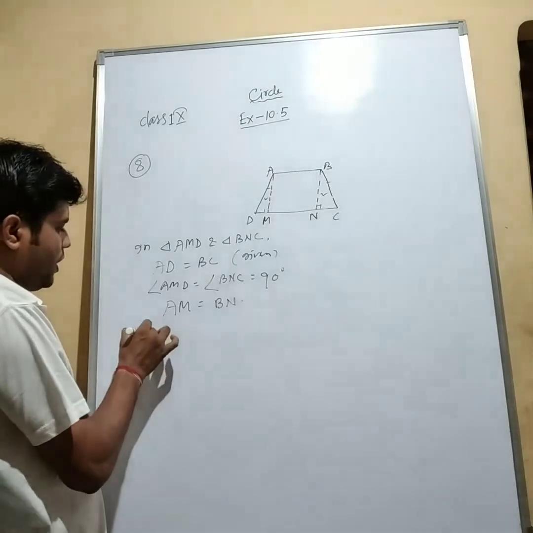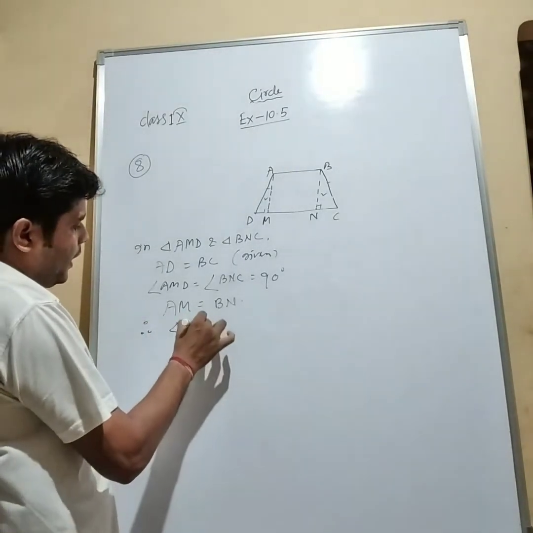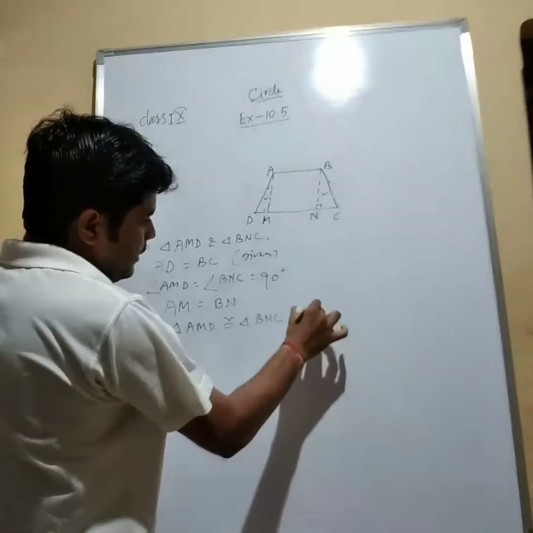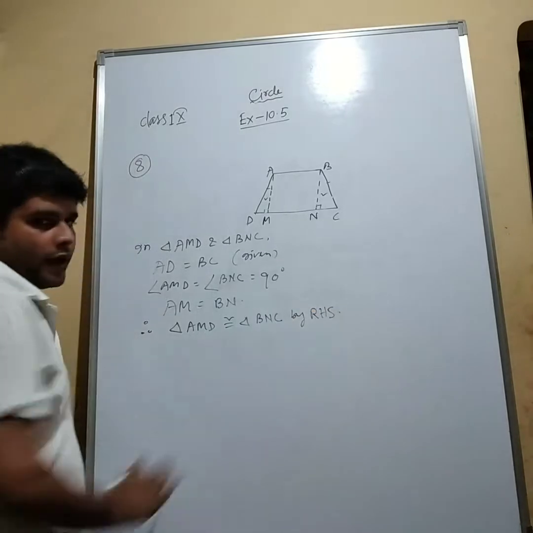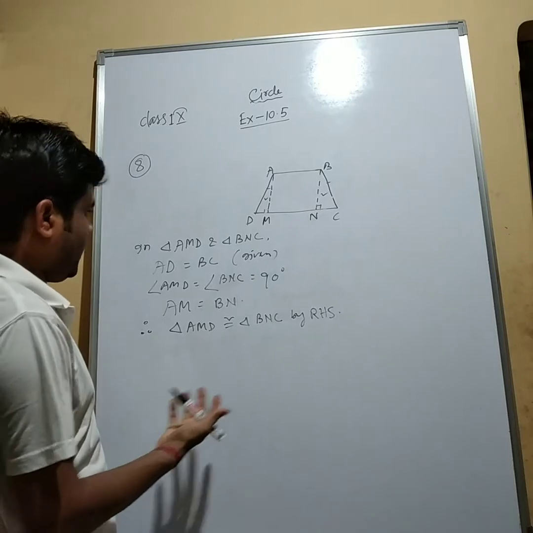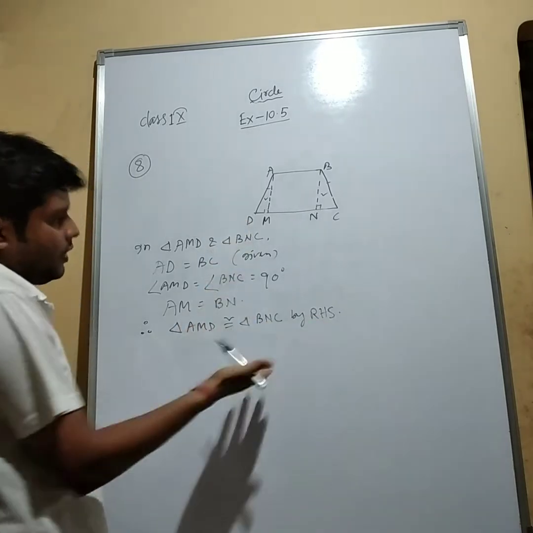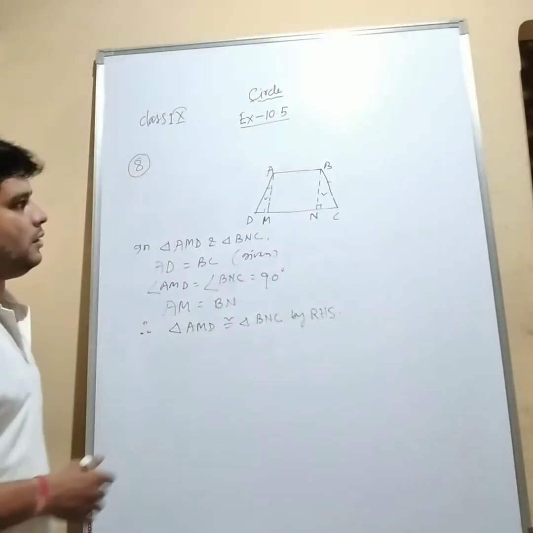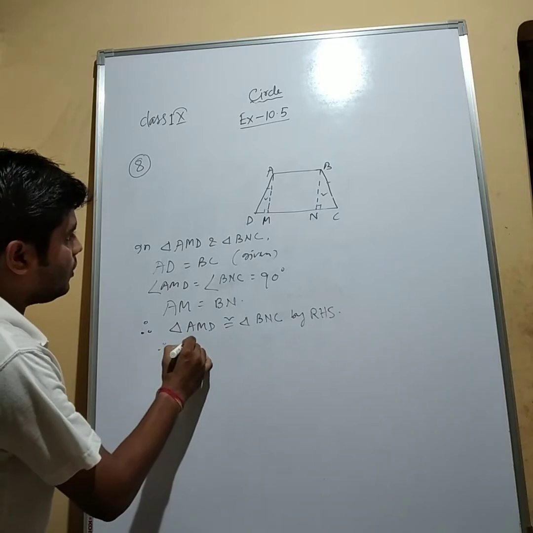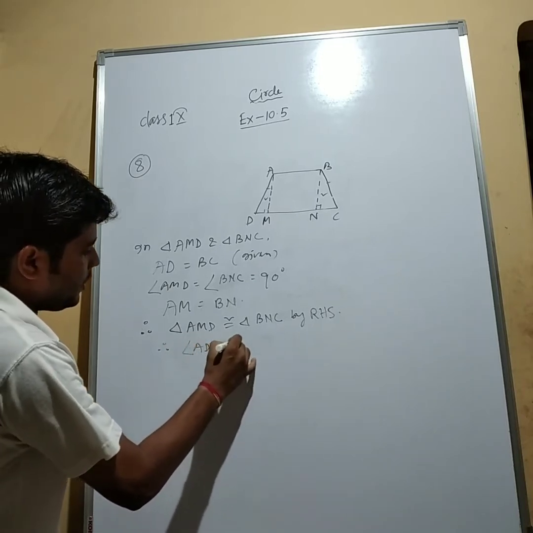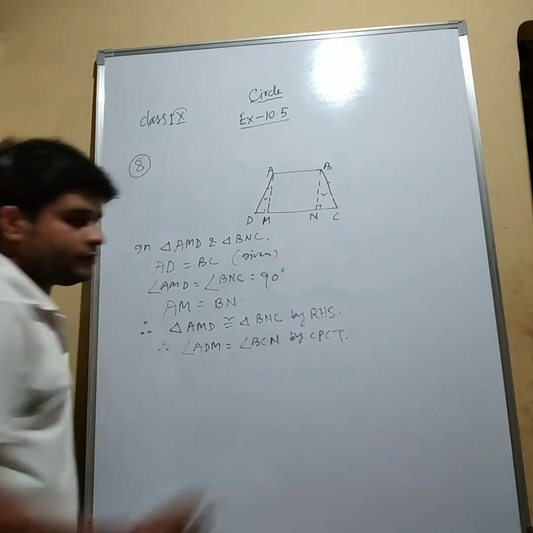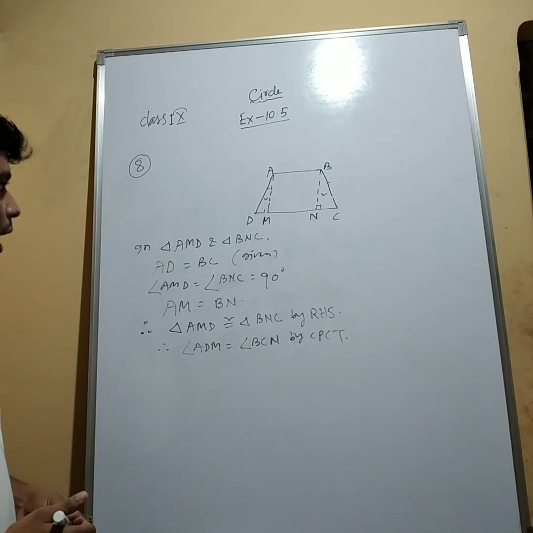So triangle AMD is congruent to triangle BNC by RHS, and that is important. If you write this, the examiner can think you know everything, because this is the main part. Therefore angle ADM equals angle BCN by CPCT. It is obviously true.